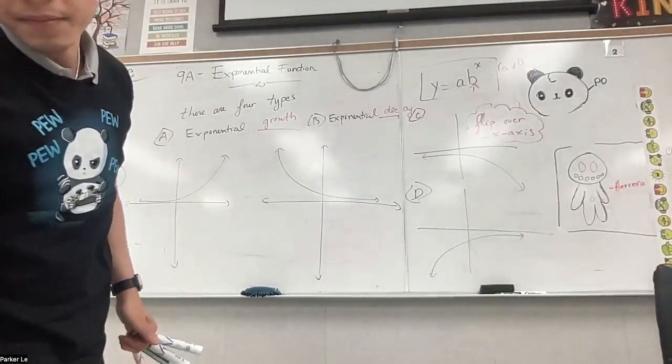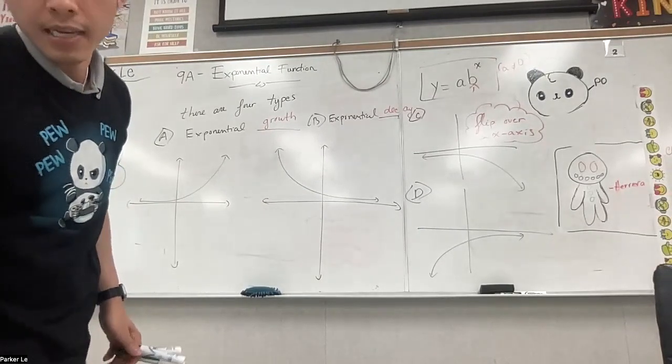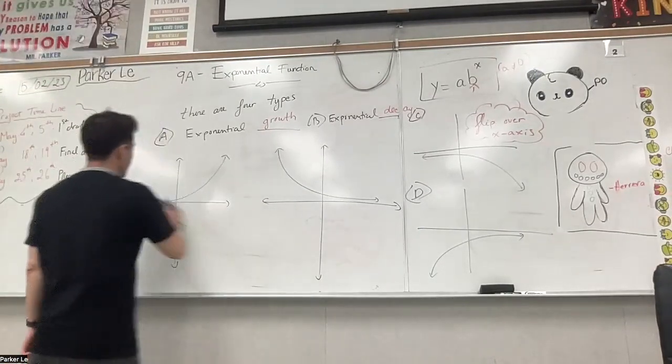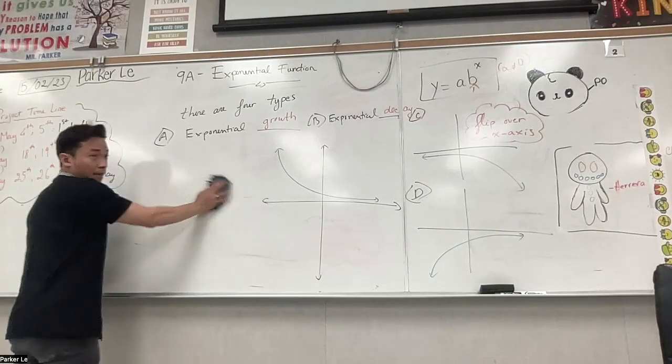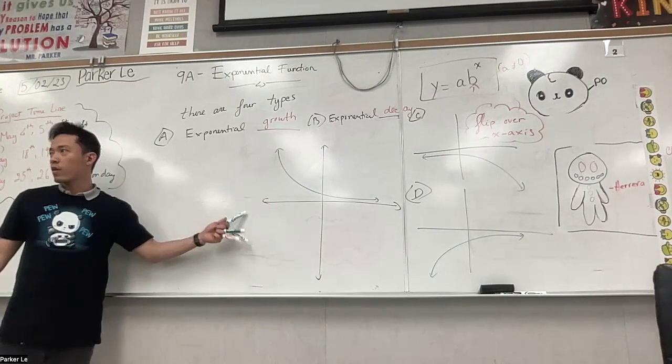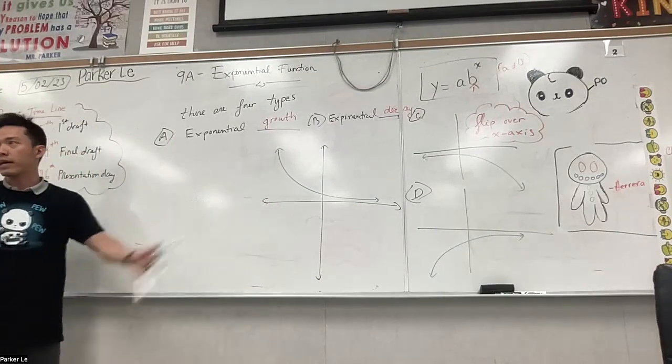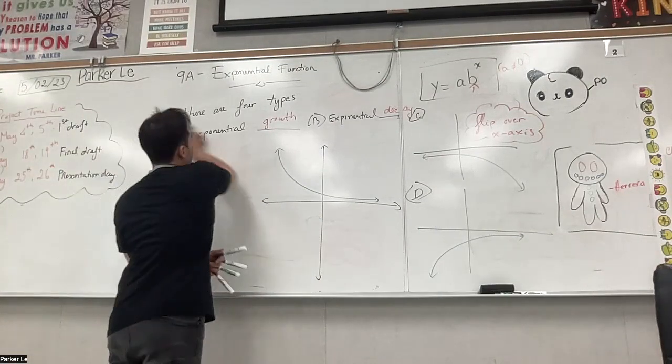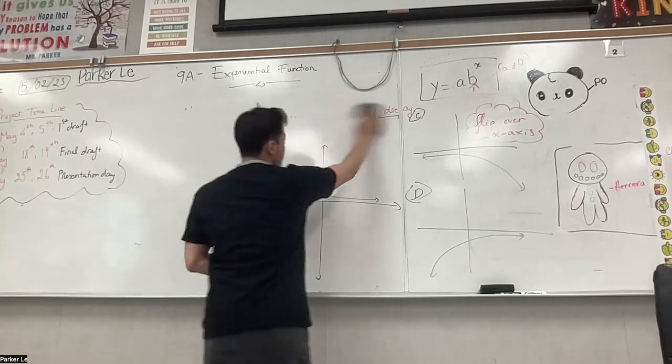We only have 6 examples, so it's very fast. I don't think we need step by step for this one because it's basically only 2 steps. You draw the horizontal asymptote, you make the t-table, that's it. Very easy.